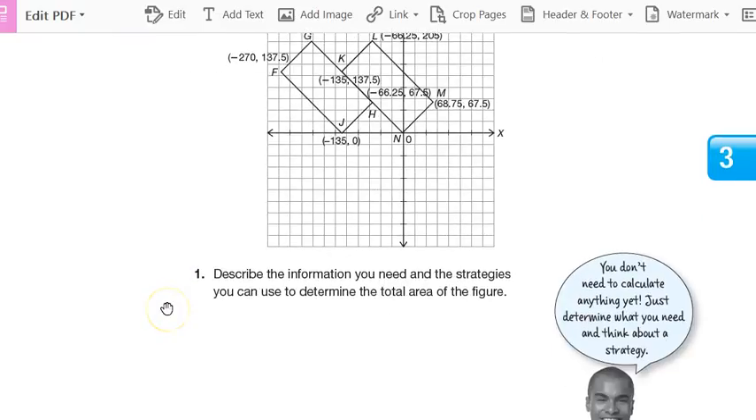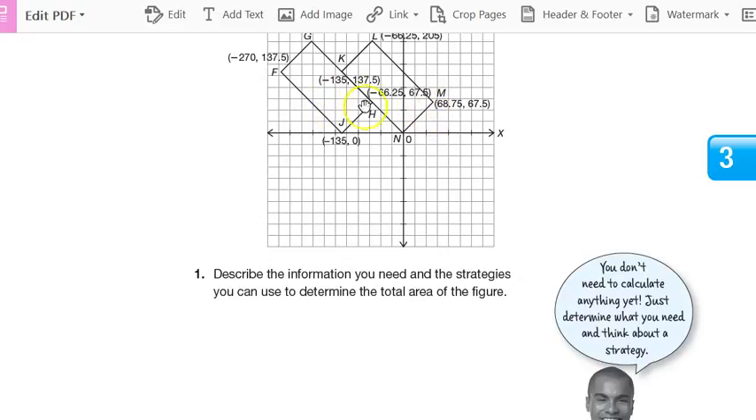So here it says, describe the information. Now it says you don't calculate anything yet. Just determine what you need and think about a strategy. Well, you're going to need to know the lengths and the widths of each of these two quadrilaterals. And you've got to know the slopes so you can figure out whether or not it truly is a rectangle.